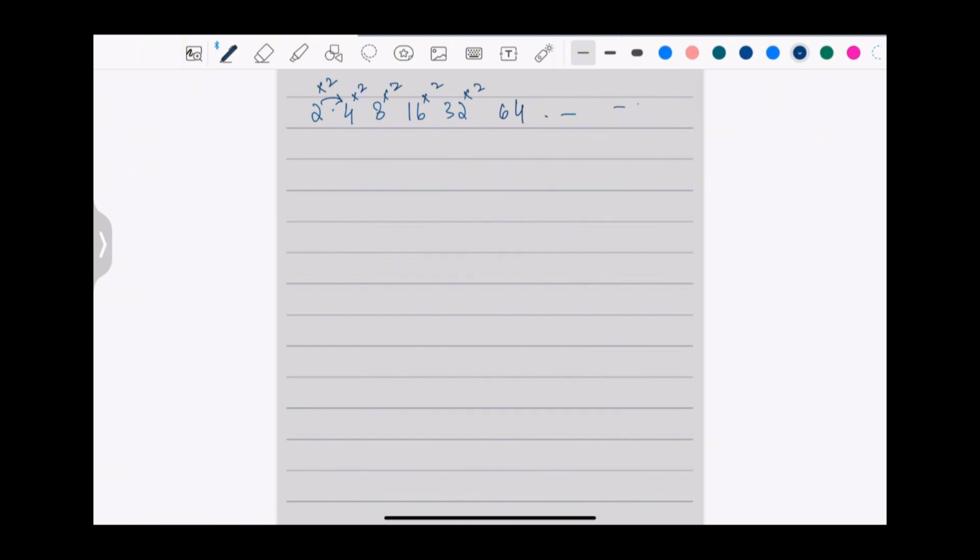So you can say that it could be 64, 32, 16, 8, 4, 2, and so on. You will see now this is times 1 over 2, times 1 over 2, times 1 over 2, and so on. So they have a common ratio.